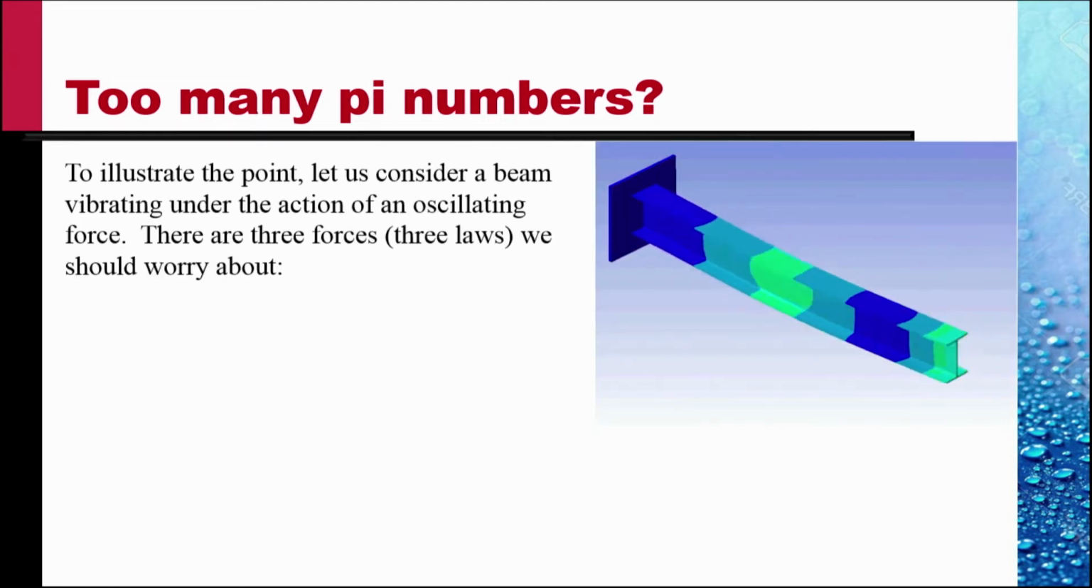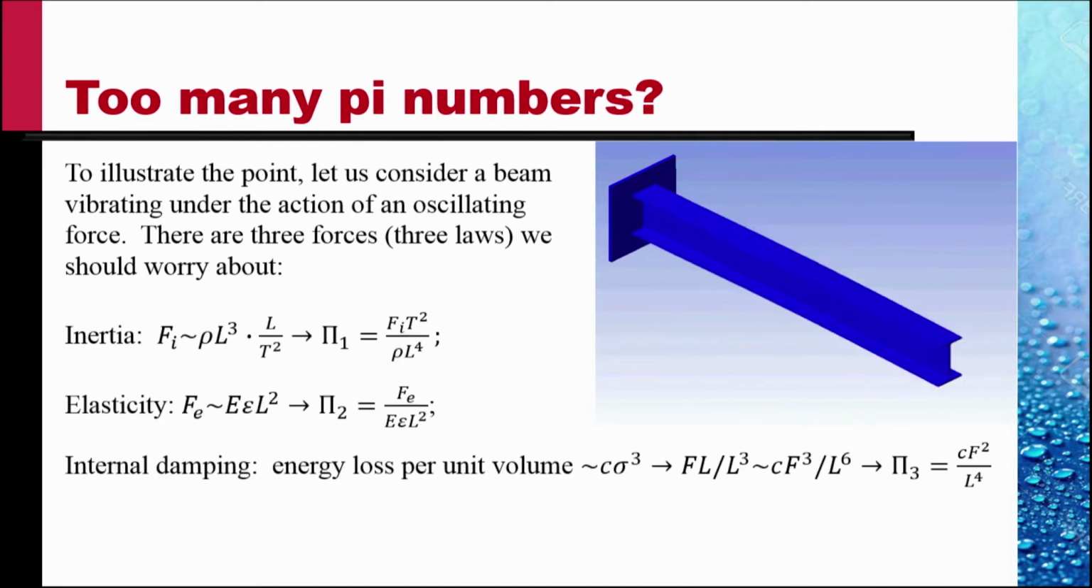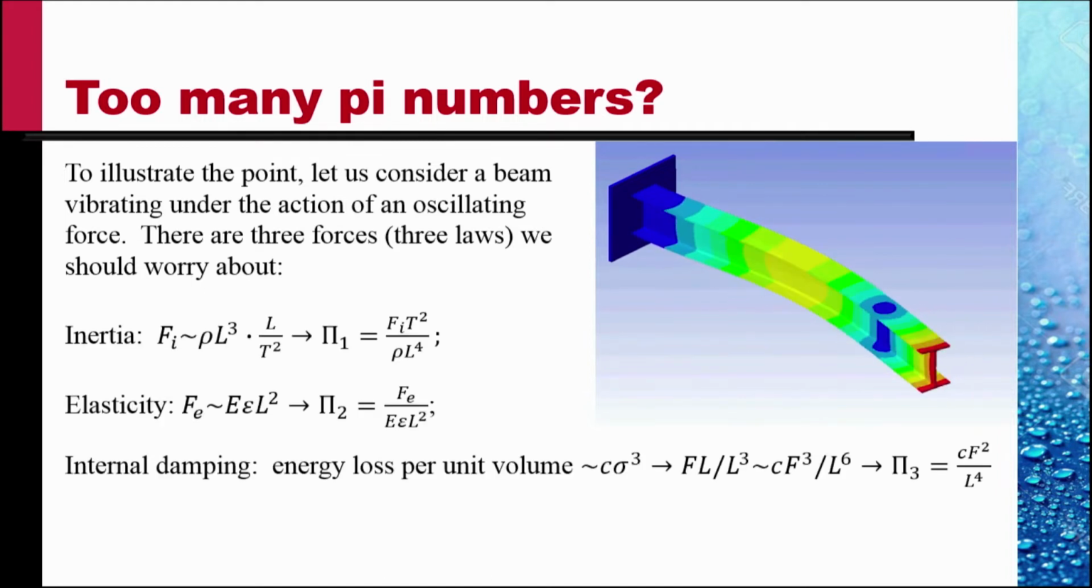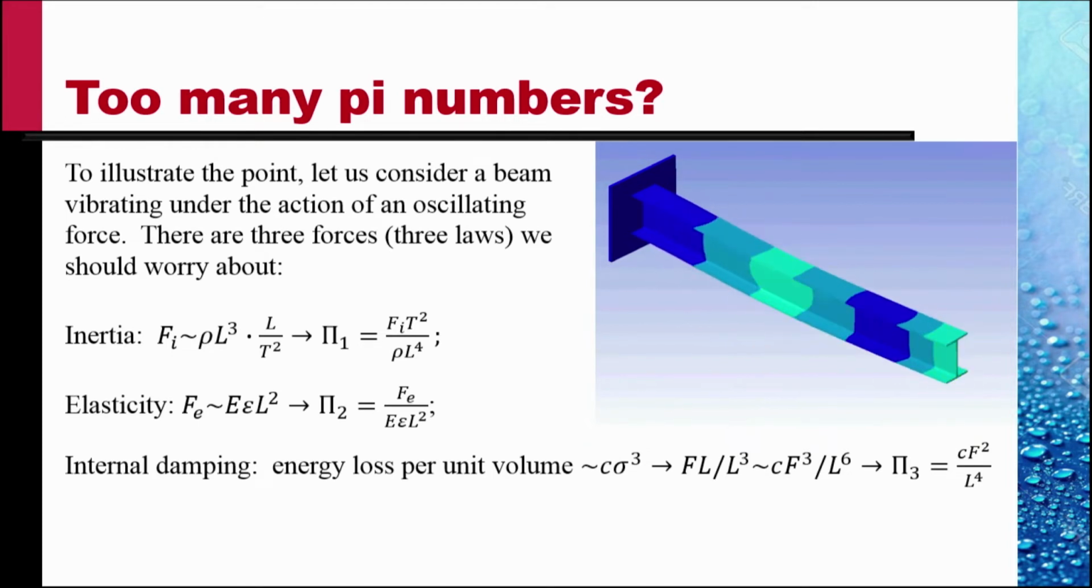To illustrate the point, let us consider a beam vibrating under the action of an oscillating force. There are three forces, basically three laws that we should worry about. The law of inertia: the inertial force is like mass into acceleration, and that gives you a pi 1 as Fi t square by rho L raised to power 4.